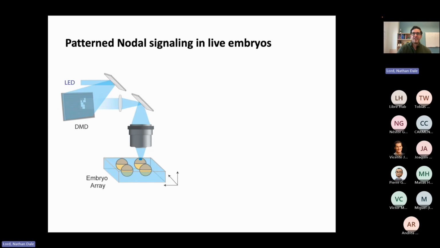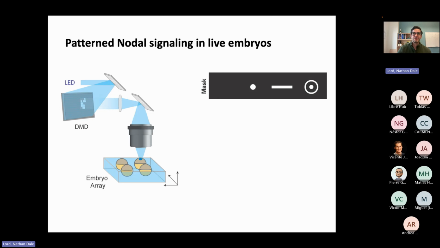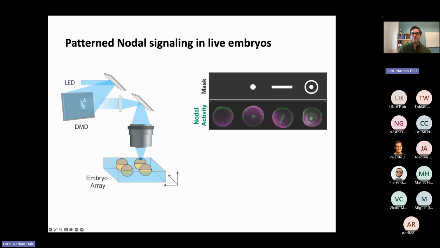With this system in hand, we can do fun things like define arbitrary masks, like a spot or a line or a bullseye, and then show that we can project those onto nodal embryos and get it at the level of nodal activity. Around the edge here, we're looking down on the top of an embryo. The normal nodal signaling domain is around the edge at the equator of the sphere. And then we get the little spot at the top or the line across the embryo or the bullseye, if that's where we put signaling.